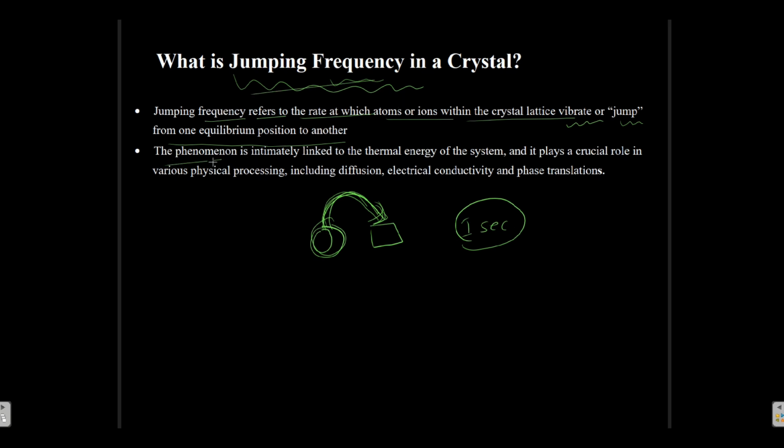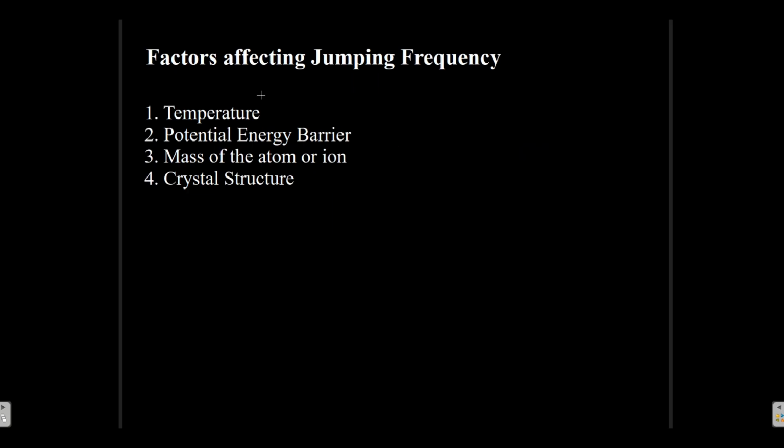Also, this phenomenon is intimately linked to the thermal energy of the system. So it is linked with thermal energy of the system. We will see it later in this video, and it plays a crucial role in various physical processes such as diffusion, electrical conductivity, and phase transition. So the jumping frequency concept is used in all these phenomena. Now let's move forward. Now, let's see the factors that affect the jumping frequency. They are temperature, potential energy barrier, mass of the atom or ion, and crystal structure.